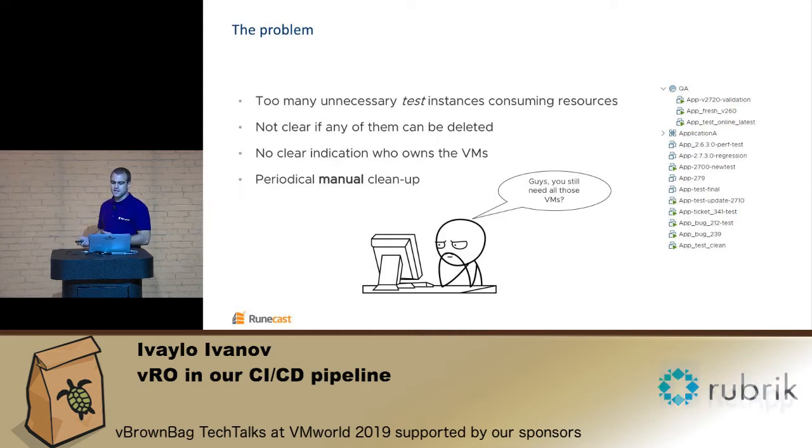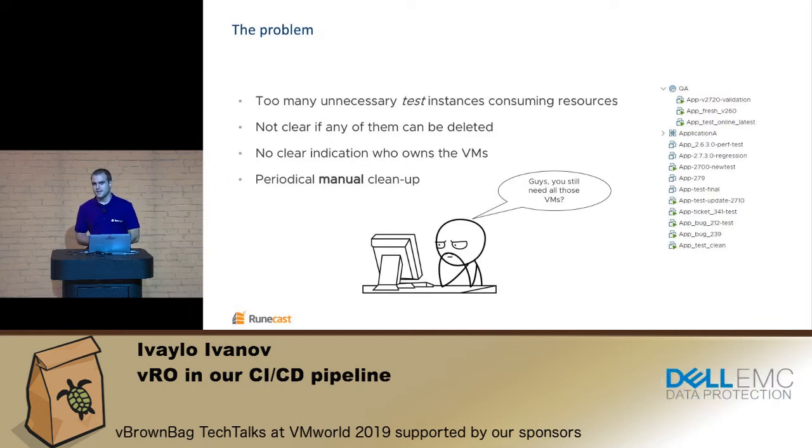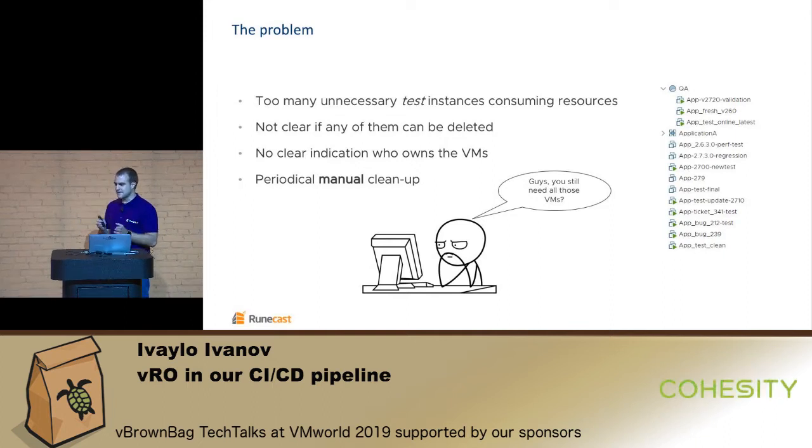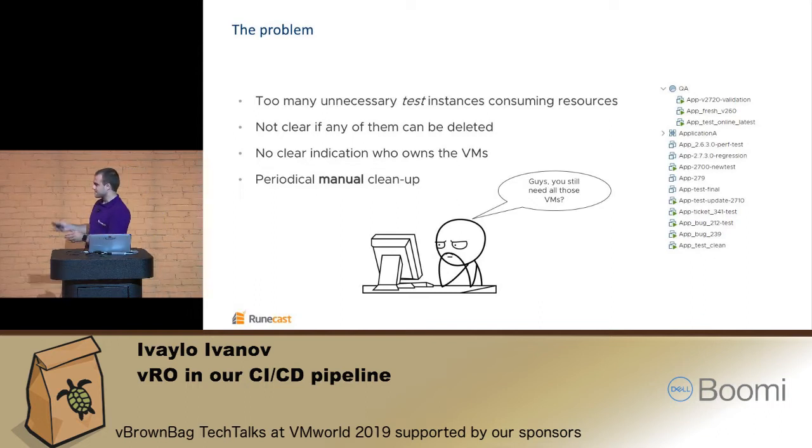There is no clear indication who owns the virtual machine, and there is a periodical manual cleanup, which actually this guy down there, that's me, chasing the development team and asking, guys, can we delete this one? Can we delete that VM? And usually you don't get a straight answer, right? I would also like to thank our dev and QA team, because I actually didn't have to make up those VM names over there. I just replaced our application name with app, but the rest is courtesy of our teams.